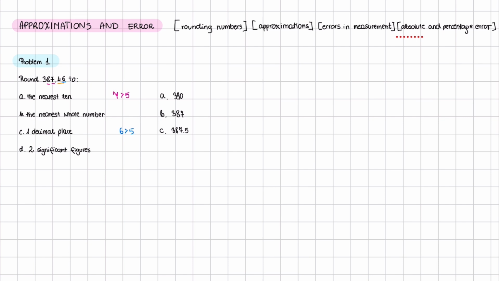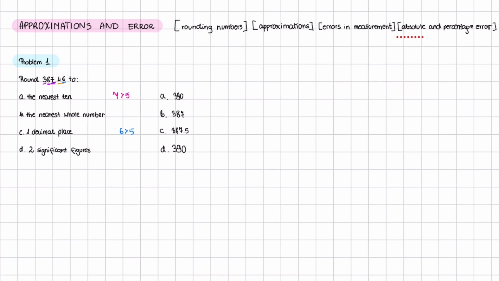And the last point, point D, says that we have to round our number to two significant figures. Our two significant figures are 3 and 8. And the next digit is 7. So we of course have to round it up. So our final answer is 390. So that's your basic review of rounding types, and now let's move on to a problem that includes error.